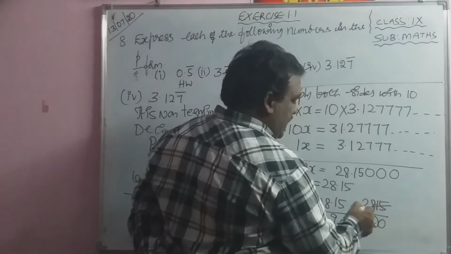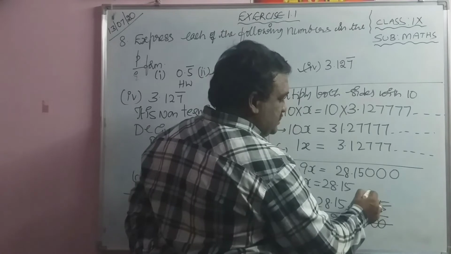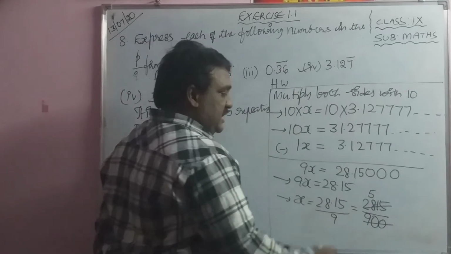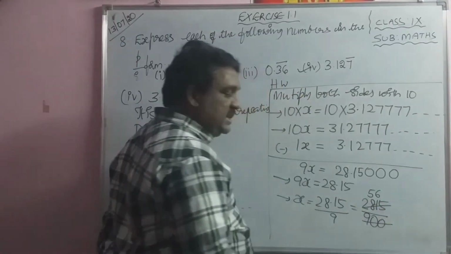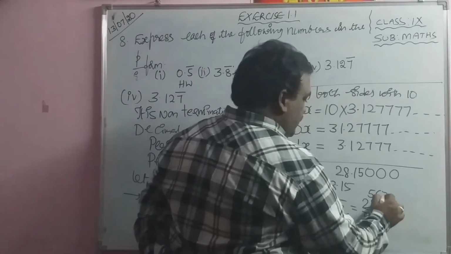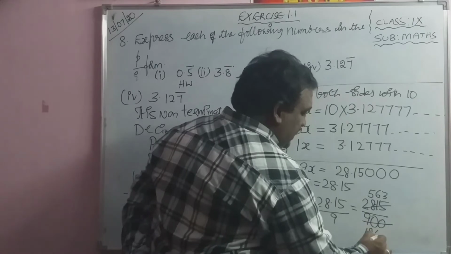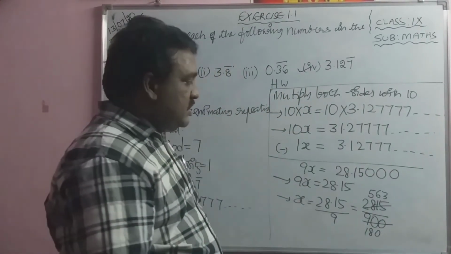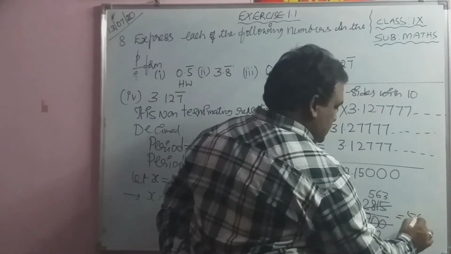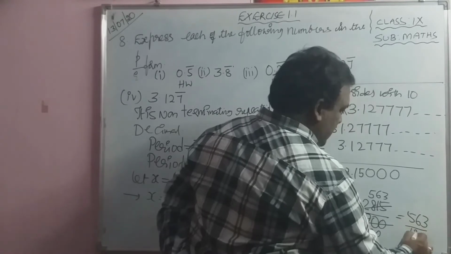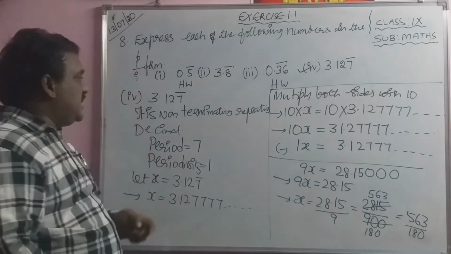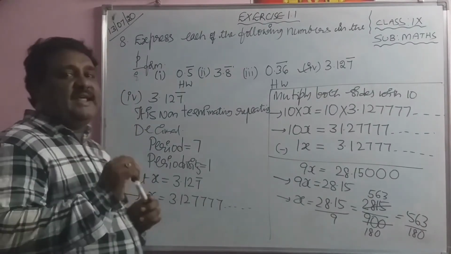Do cancellation. 5 table. 5 5s are 25, remainder is 3. Next number 1. 6 5s are 30, remainder is 1. Next number 5. 3 5s are 15. Here 180 times. Any more cancellation? So what we get is 563 by 180. So it is a non-terminating repeating decimal.